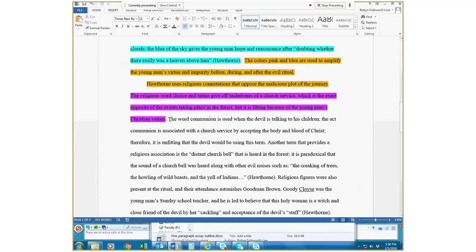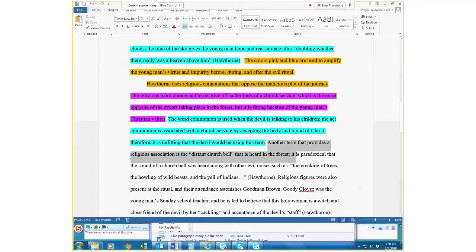First example, the word communion is used when the devil is talking to his children. The act of communion is associated with a church service by accepting the body and blood of Christ. Therefore, it is unfitting that the devil use this term. There's our first example of connotation, right?